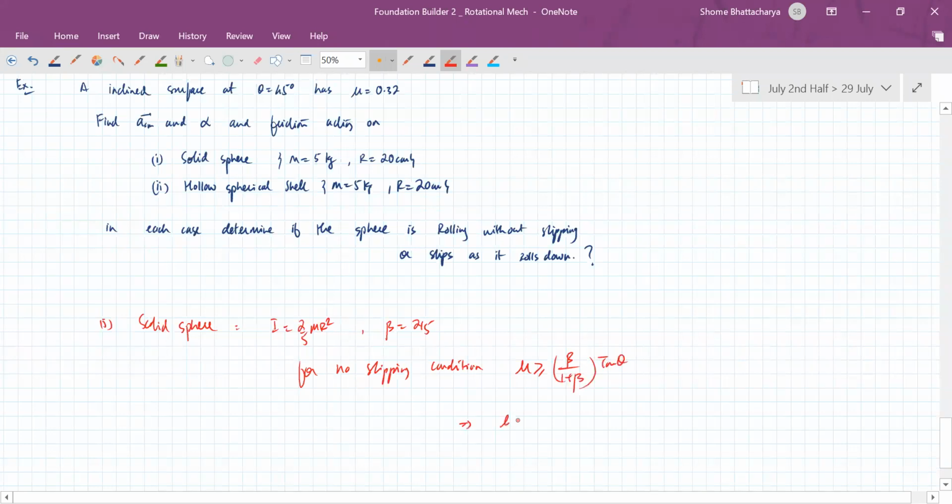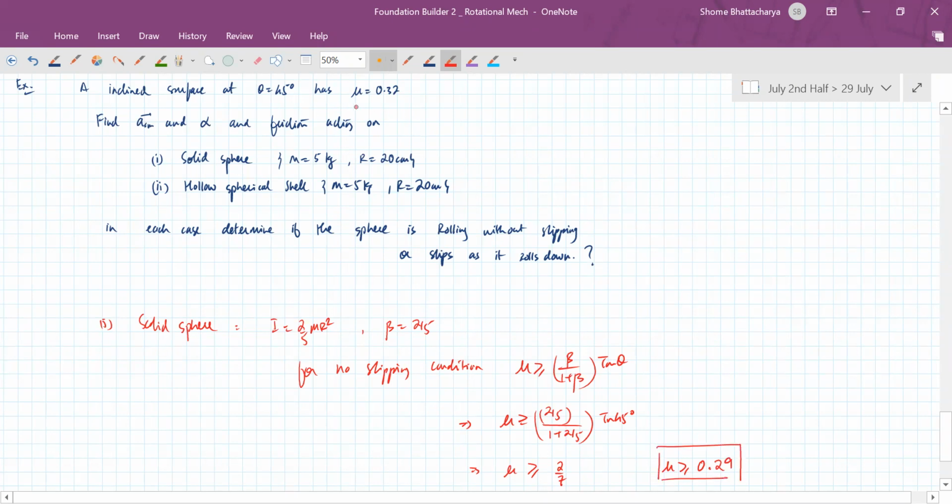So mu should be greater than or equal to 2 by 5 upon 1 plus 2 by 5 into tan 45 degrees. Okay. So mu should be greater than or equal to 2 by 7 into 1, which is basically nearly 0.29.